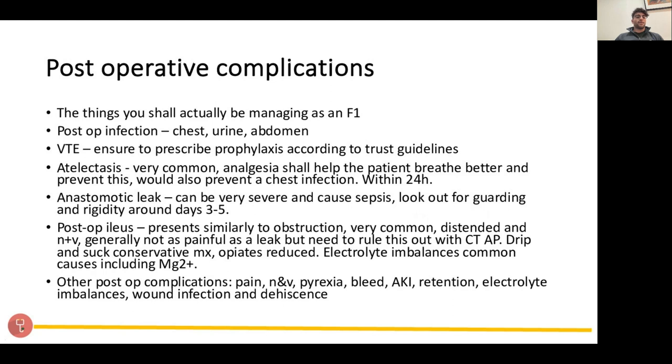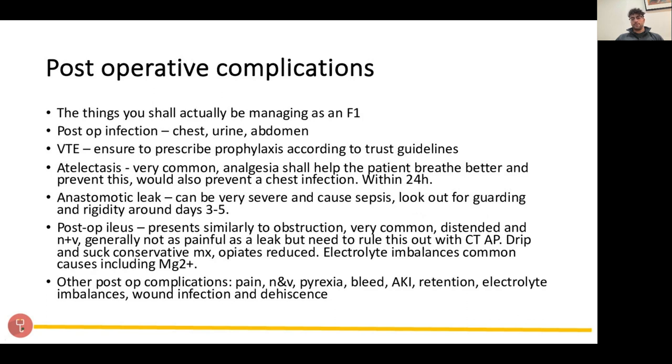And then an anastomotic leak. Again, look for guarding and rigidity around days 3 to 5. Can be very severe and can also cause a sepsis. So look out for that as well.